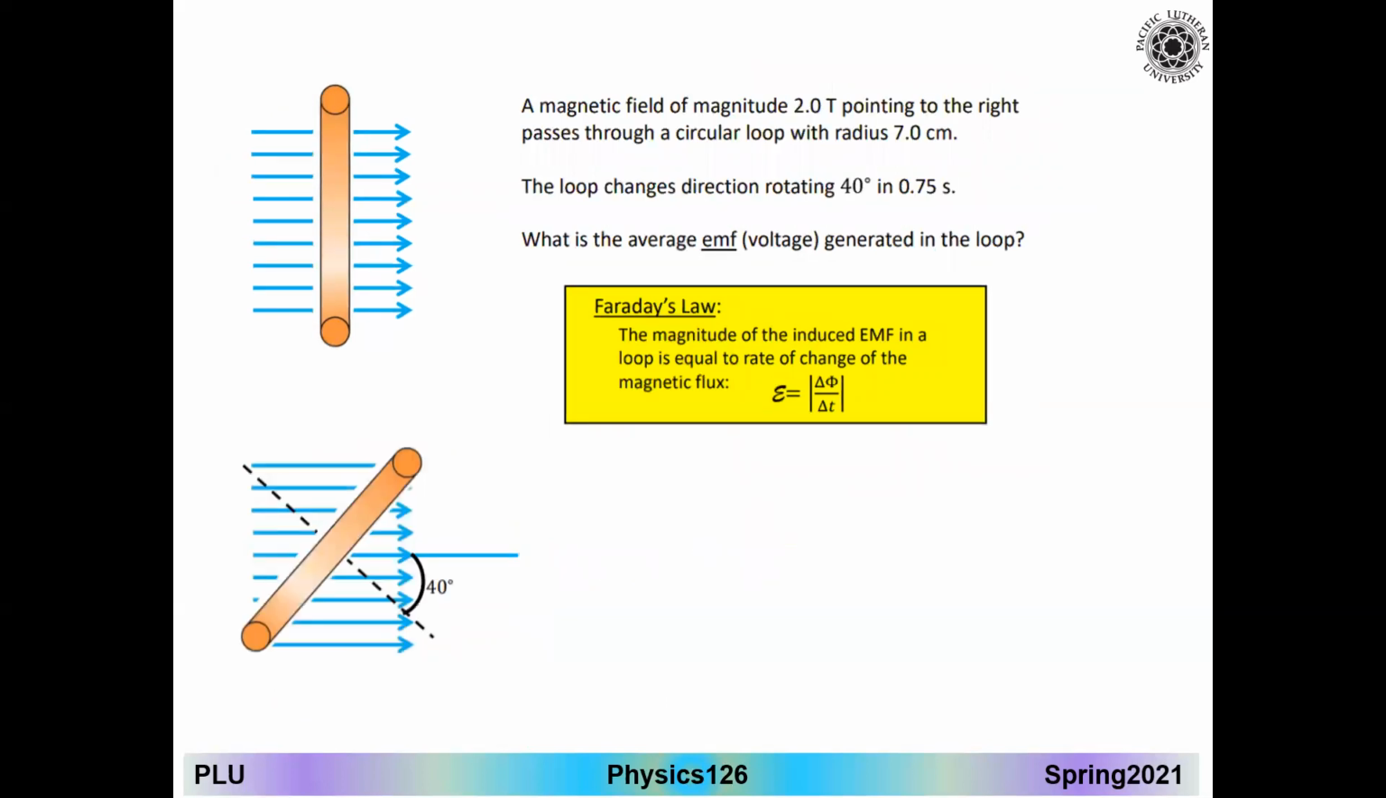So let's see another example. In this example, we have a magnetic field with magnitude 2 Tesla pointing to the right, passing through a circular loop with a radius of 7 centimeters. Then the loop changes direction by 40 degrees in 0.75 seconds. I have delta t here. What is the average EMF generated by the loop? So we're looking for phi initial and phi final. We need to find phi initial in the first part and phi final in the second part, then subtract to find the induced EMF.